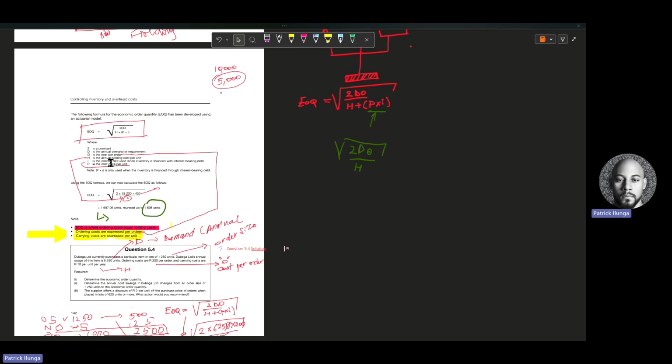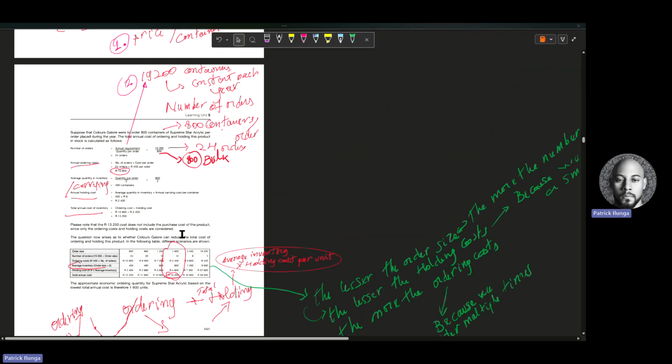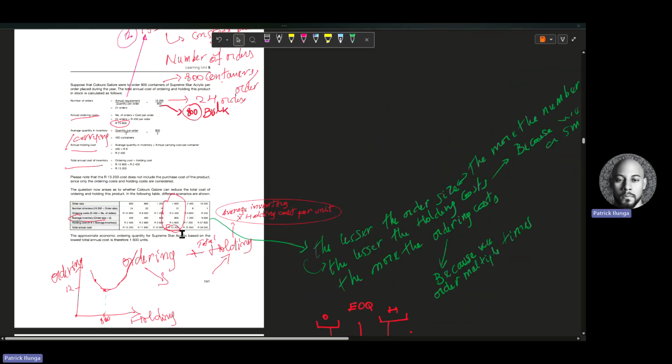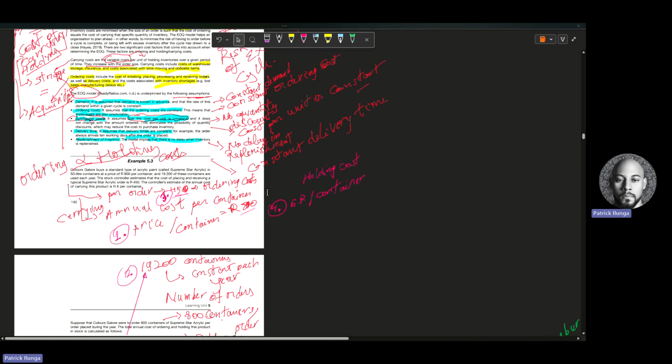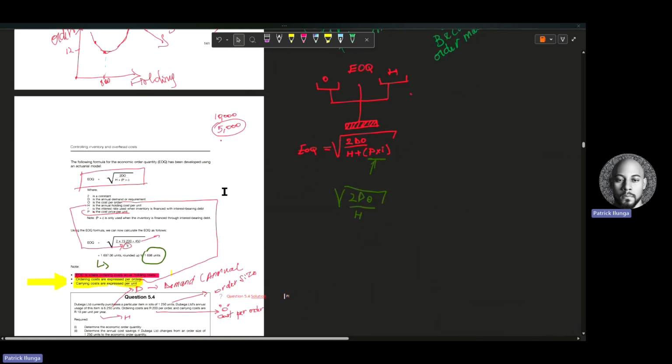What is H? H represents the annual holding cost per unit. What is the annual holding cost per unit? Do you remember it? Come on. It's 6, right? So you take 6 and put it there.